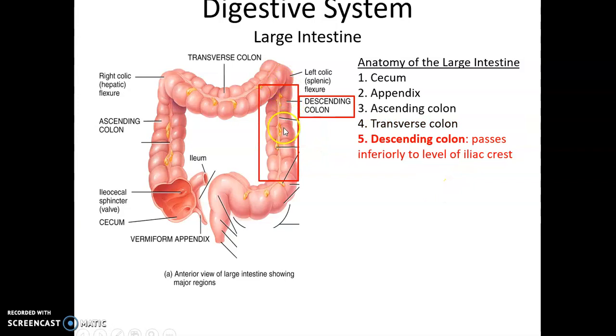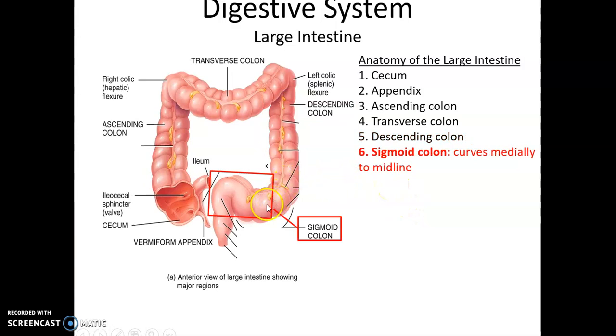And it travels down the descending colon and passes to about the level of the iliac crest of the hip bones or os coxae. Then it enters the sigmoid colon, which curves medially up to the midline. There's the sigmoid colon heading medially and curving down at the midline.